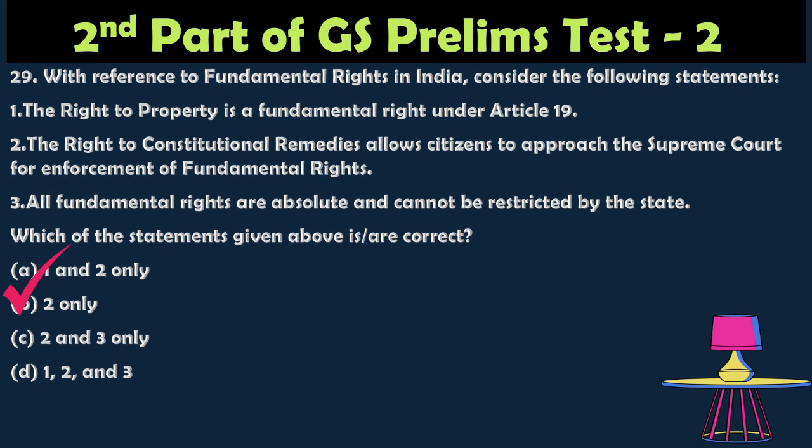If you have the right to speech, you have some reasonable restrictions on it, because you can't make hate speech. So the fundamental rights are not absolute; they can be restricted to some extent. So statement 3 is also wrong, and statement 2 is right.